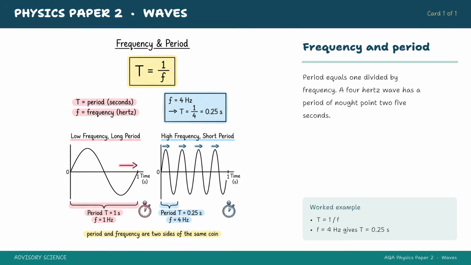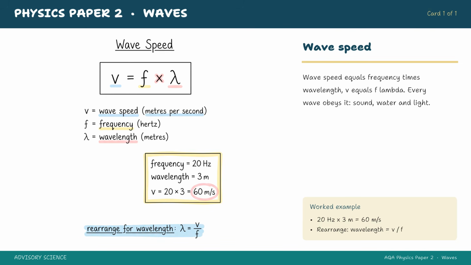Wave speed. Wave speed is how fast the wave travels, and it links the frequency and wavelength with one equation. Wave speed equals frequency times wavelength. In letters, that's V equals F lambda, where V is the wave speed in meters per second, F is the frequency in hertz, and lambda is the wavelength in meters.